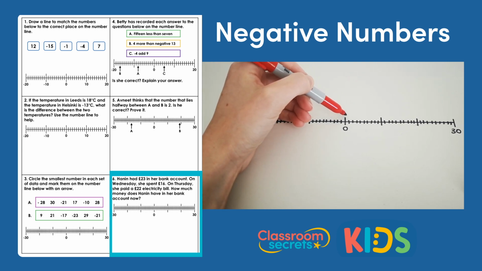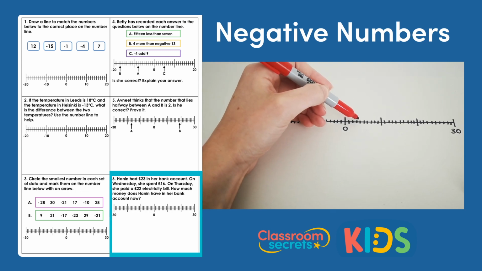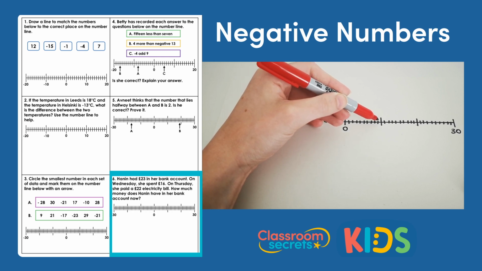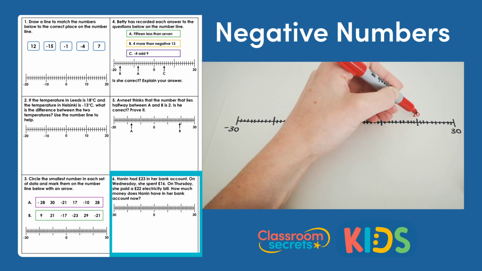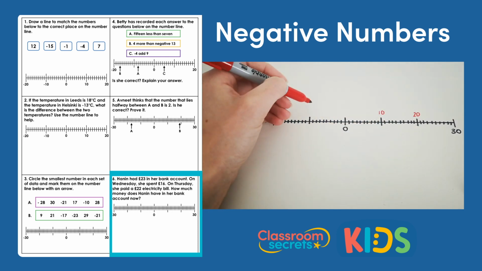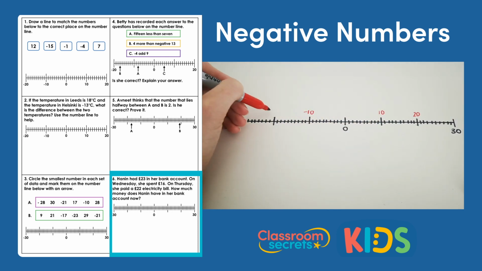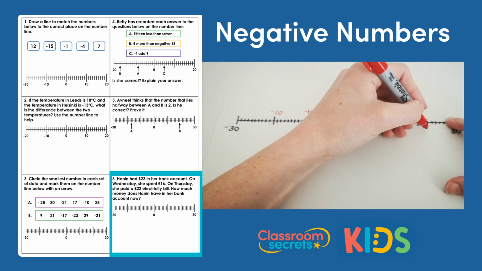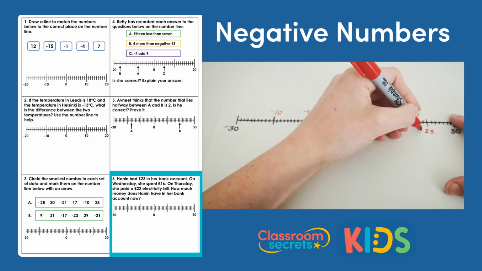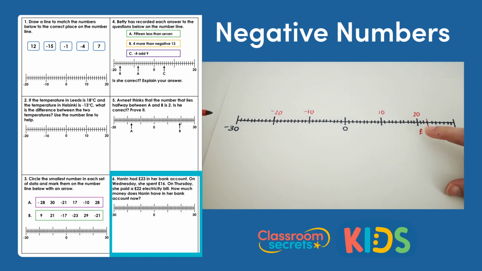So if I start at 0 and count up in ones, 1, 2, 3, 4, 5, 6, 7, 8, 9, 10, that's 10, which will make that 20, and then that's 30, that's negative 10, and negative 20. So to begin with, Hanin has £23 in her bank account, so let's find 23. So if this is 20, there must be 23. So that's what Hanin starts off with.